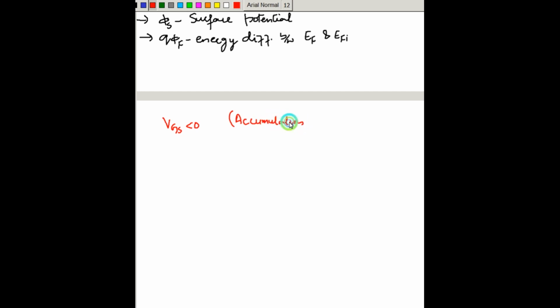Now how do we define this accumulation? Accumulation is defined when the majority carriers present in the semiconductor get accumulated near the surface. That is, their population increases near the surface. Now how will this happen in an N-type MOSFET? Alongside the metal gate, the oxide. Okay, let us draw it like this.